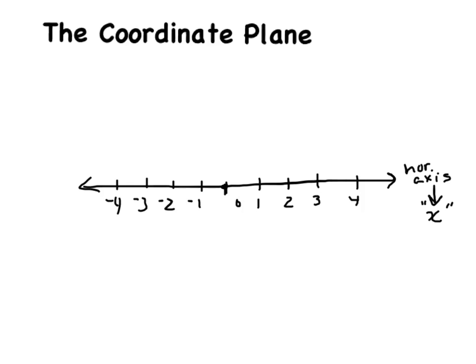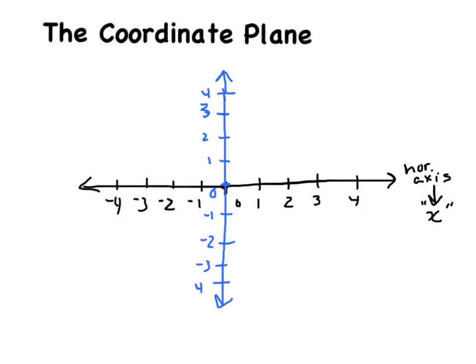We're going to then take another number line, except we're going to draw it vertically. And we're going to have it go through 0, 0. And this point here, we're going to say is 0. Then as we go up, we're going to count 1, 2, 3, 4. And then if we go down below the 0, we're going to have -1, -2, -3, and -4. This is what forms what we call the coordinate plane.